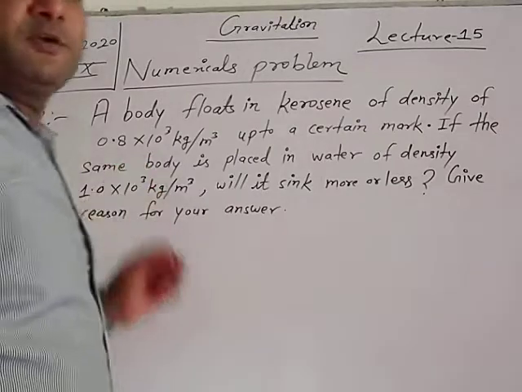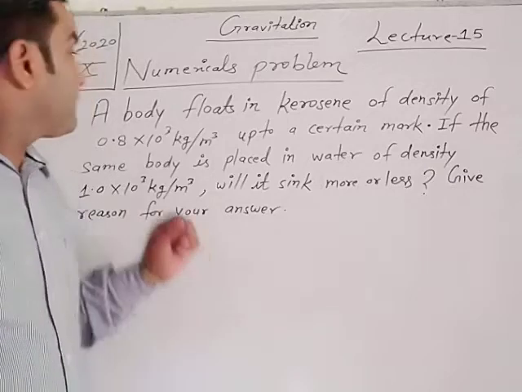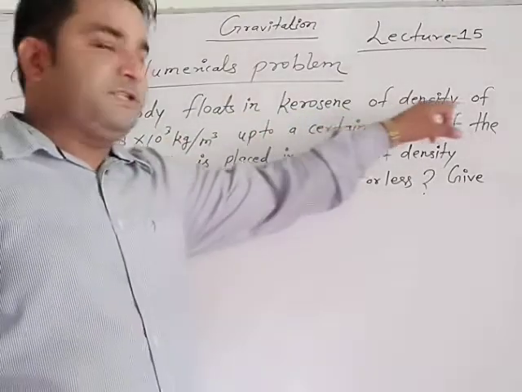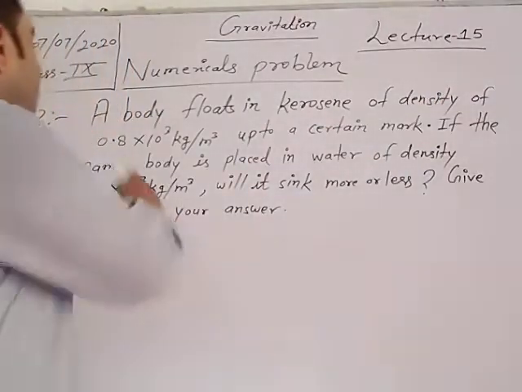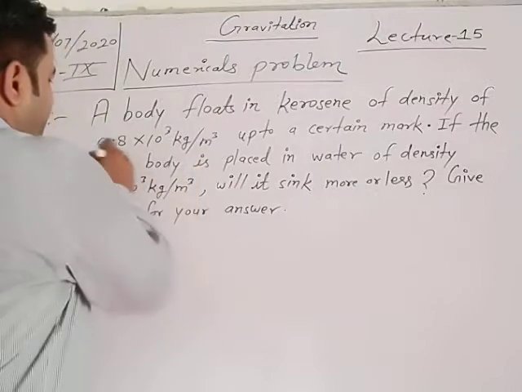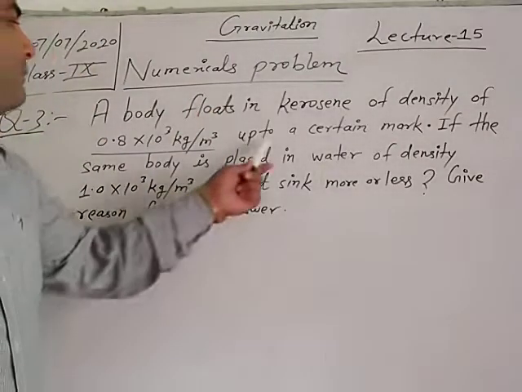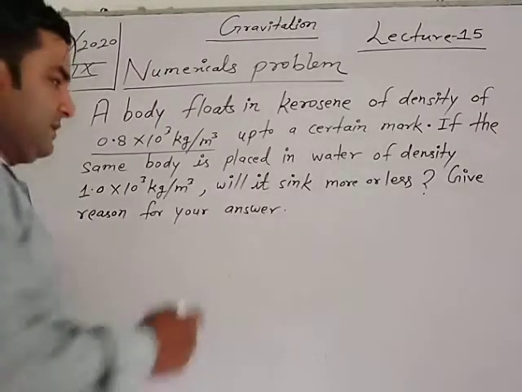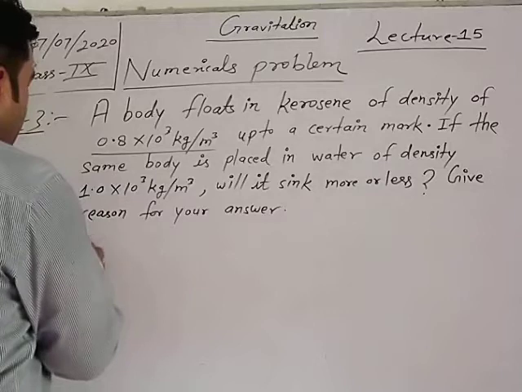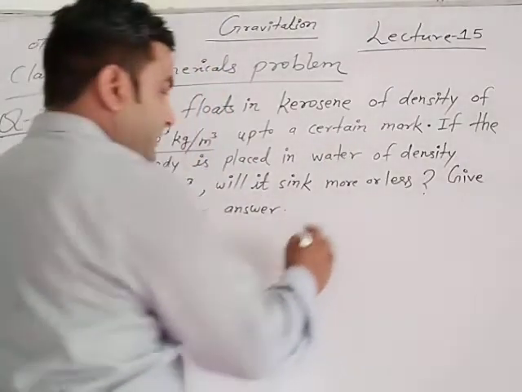Just see the third numerical, very easy. The concept of density. A body floats in kerosene of density 0.8 into 10 power 3 kg per meter cube. This is the density of kerosene, up to a certain mark. I am just making a diagram for clear explanation.